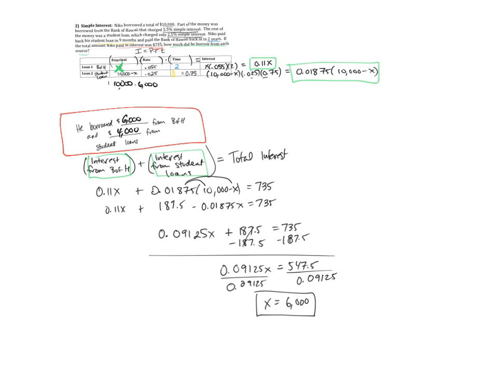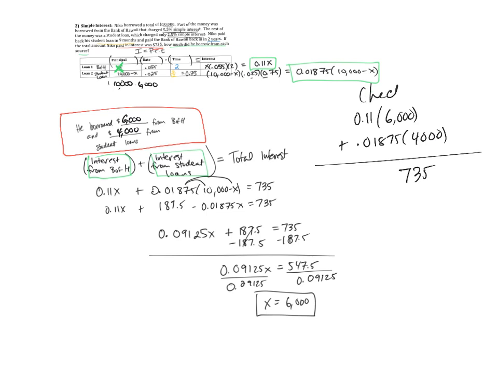Okay, it's also a good idea just to double check. So we want to double check, does 0.11 times 6,000 plus 0.01875 times 4,000, does that really add up to 735? And I'll let you do the check on that.